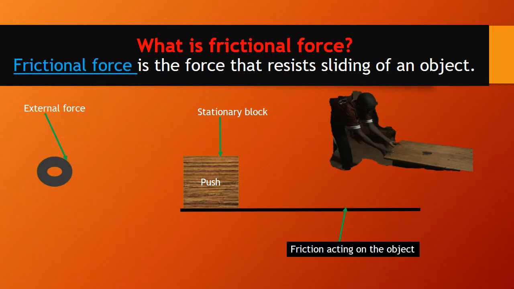What is frictional force? Frictional force is the force that resists sliding of an object. As we can see in the following diagrams, there is an external force acting on the block which was stationary, and the block is being pushed. As well, we can see the other image on the right hand, the pulling of that table. The pulling also causes what is called friction.